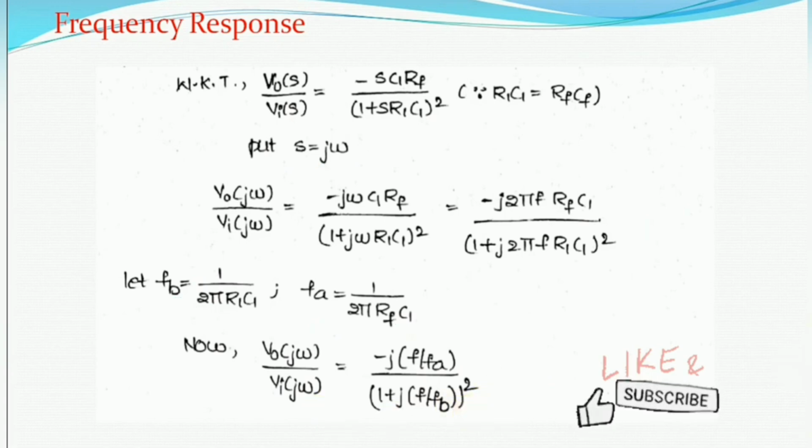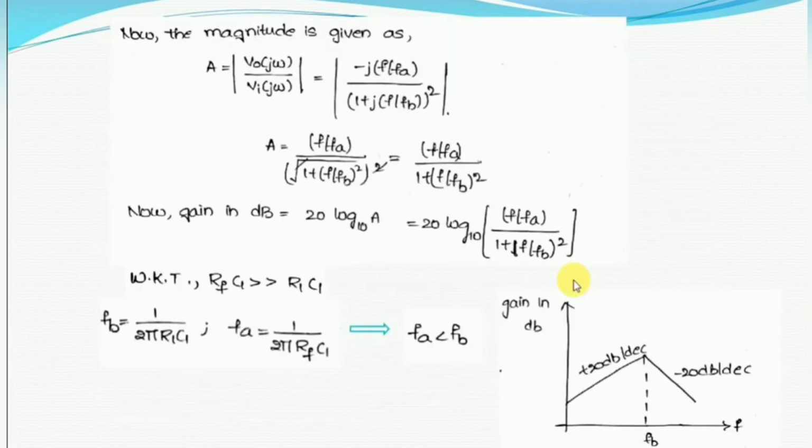From this we have to find out the magnitude of the transfer function, the magnitude of the gain, and how the frequency response looks. We can find the magnitude A by simply taking the modulus of the transfer function. Using the complex equation, we obtain the magnitude A as (f by fa) by (1 plus f by fb) whole square. If you write the gain in dB, it is 20 log A to the base 10. So we can find the gain in terms of dB, and we also have to find out which frequency value will be higher, whether the cutoff frequency value or the fb value, that is the unknown frequency value.